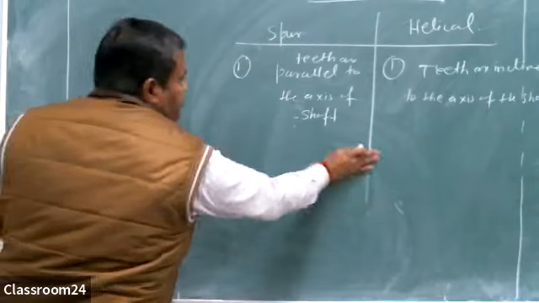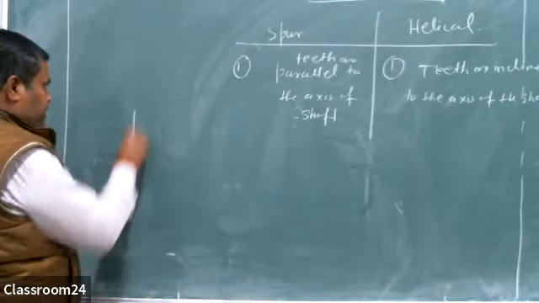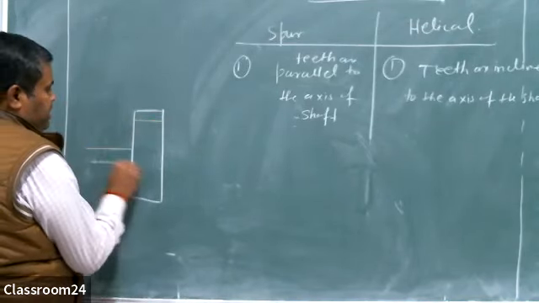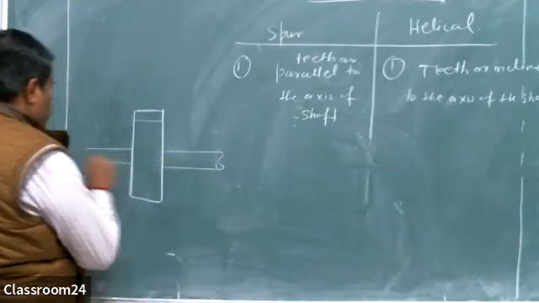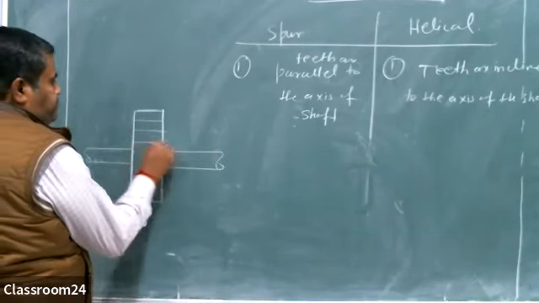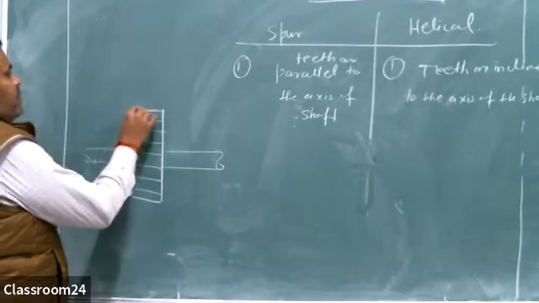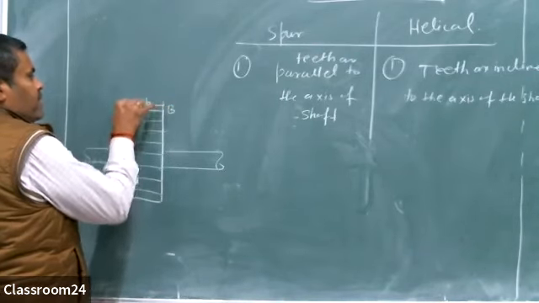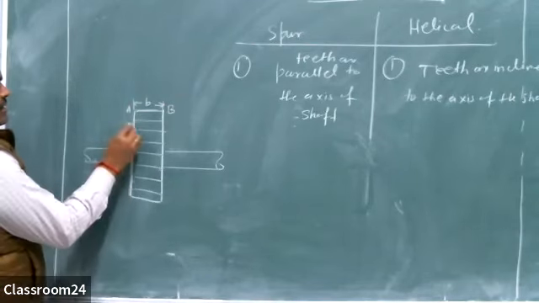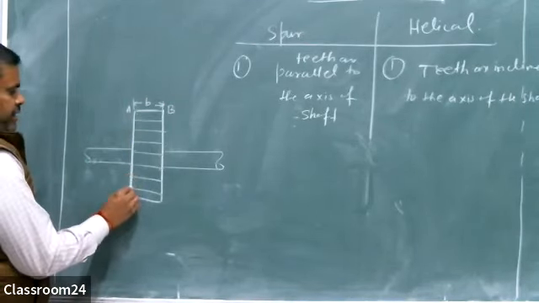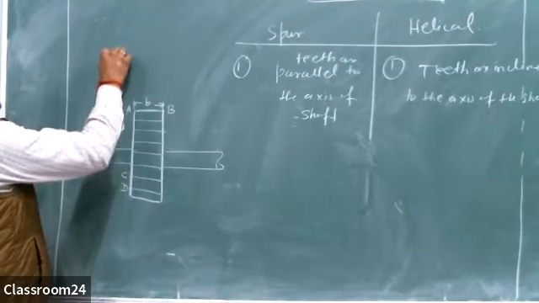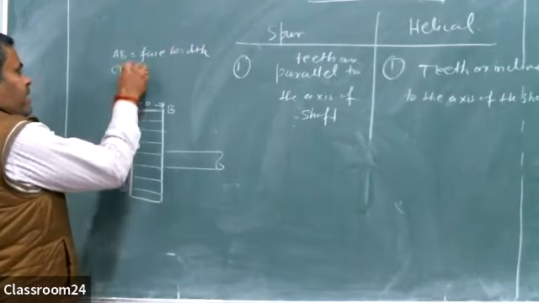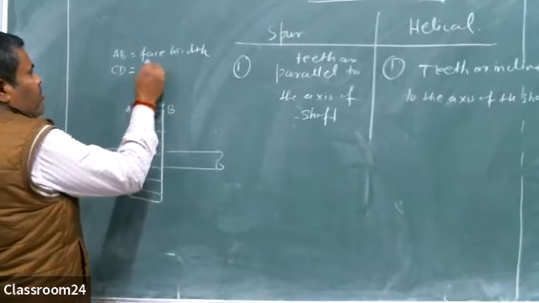Let me make the diagram of the spur gear first to understand the difference. This is the axis of the shaft, so the teeth are parallel. What is this distance AB? This distance is the face width of the gear. What is this distance from here to here, CD? So AB is the face width and CD is the circular pitch, or you can say it is the pitch.